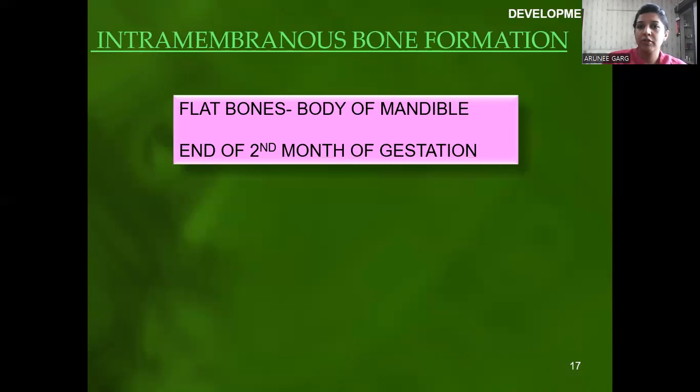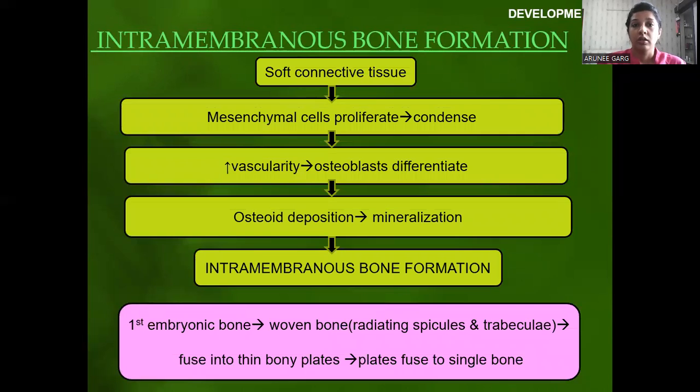Intramembranous bone formation. Intramembranous bone formation takes place in flat bones of the body, like the body of the mandible, and it usually happens at the end of the second month of gestation. What happens in this is there's a soft connective tissue layer. Mesenchymal cells in this proliferate and condense. There's an increase in the vasculature, and osteoblasts differentiate. Osteoid deposition takes place first, and then mineralization happens in the same osteoid. This is what happens in intramembranous bone formation.